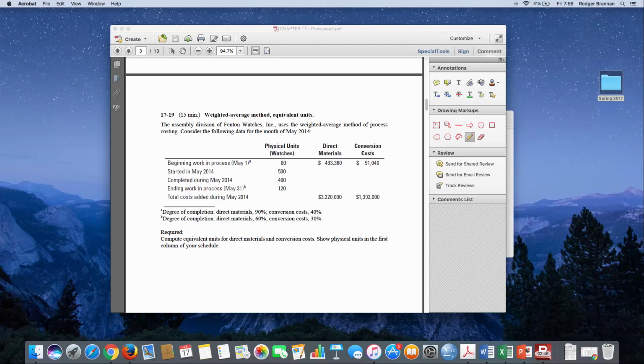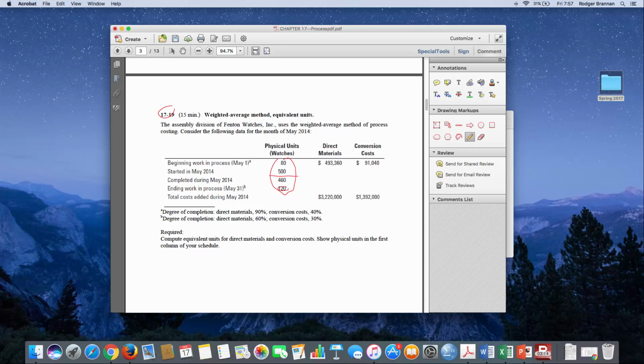Okay, well, number 19 here looks at this straightforward problem. And number one, they give you the inventory that they're dealing with. And again, it's always a good idea to make sure that you can account for all of the inventory. The B plus A equals E plus D formula. So the beginning is 80, what they start 500, so you have 580. They complete, that is, move over to the next department or move to finished goods, 460.